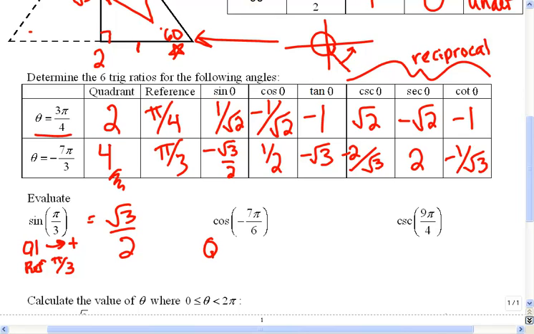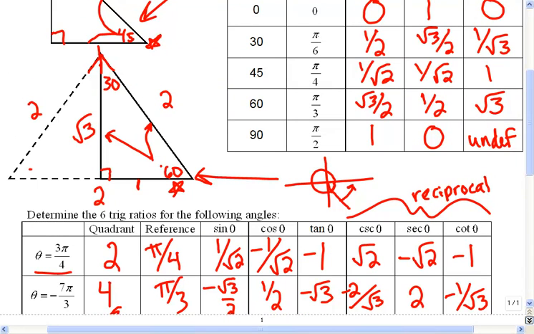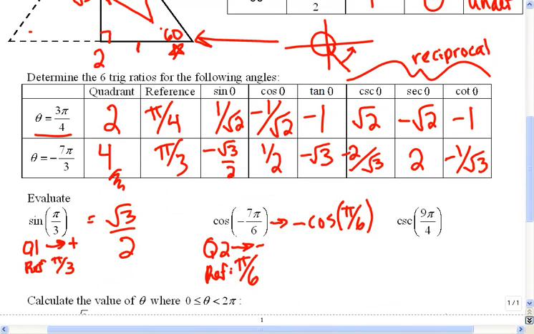Okay, so this is a quadrant 2 angle. The reference is pi over 6. So for cosine, this was going to become a negative. So you could think of this is why we were practicing this. This is like the negative of the cosine of pi over 6. And pi over 6, or 30 degrees, is up here. So the cosine will be root 3 over 2. So this will be the negative root 3 over 2. Okay. So that was why we were practicing switching reference angles.